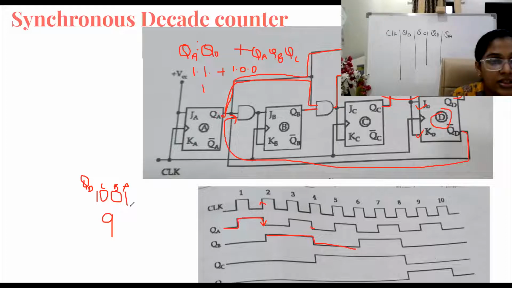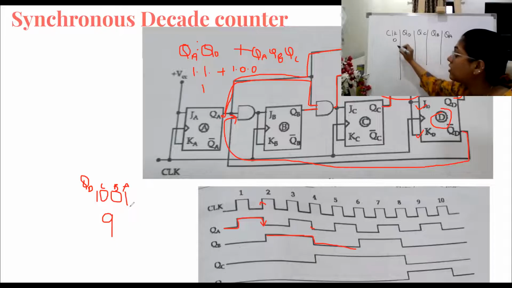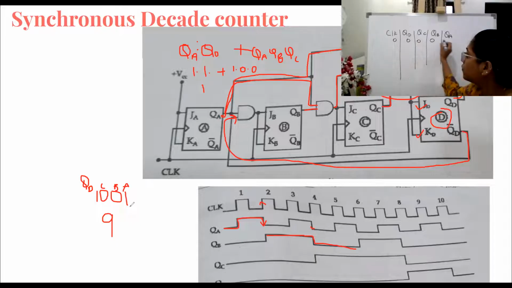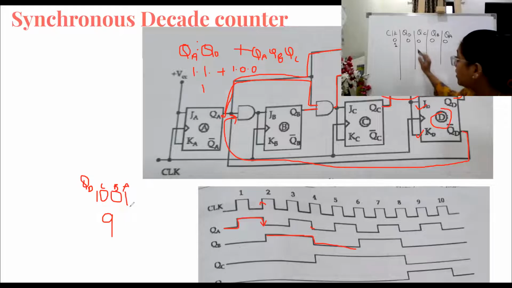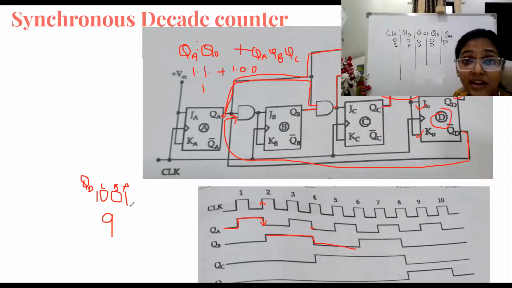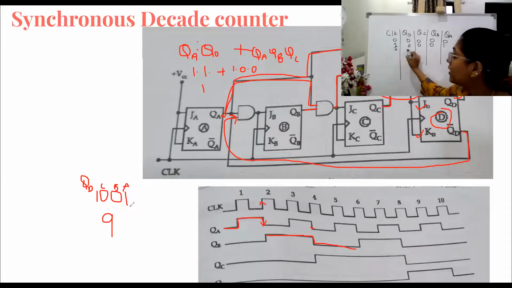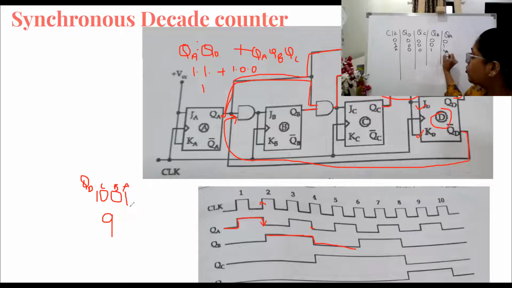Fine. So in the truth table, please look at the board. In the truth table first clock cycle, none of the flip-flops will be on because it is synchronous. First clock pulse, you will get binary 1. Binary 1 is 0001. 1 से counting, this is decade counter. That means 10 तक count करेगा. 0001. Second clock pulse पे क्या count करेगा? 2 count करेगा. 2 का binary क्या है?